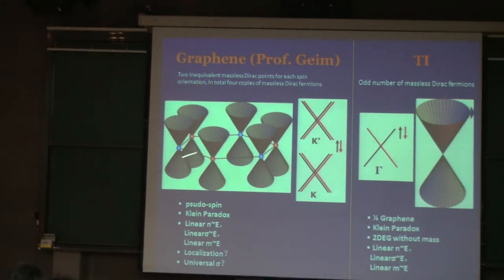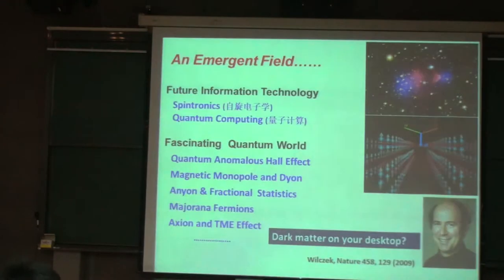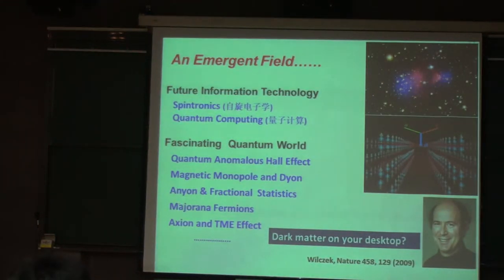But I think everybody knows this. For the topological insulator, we have only one single Dirac cone. And in addition to this, there is future application in spintronics and also in quantum computation, where there are a lot of proposals. So I think a lot of people already know that.